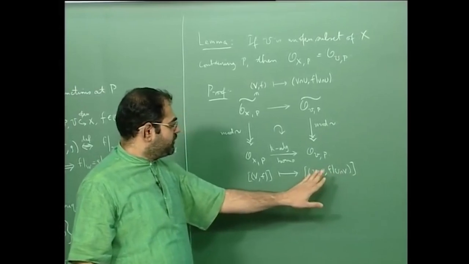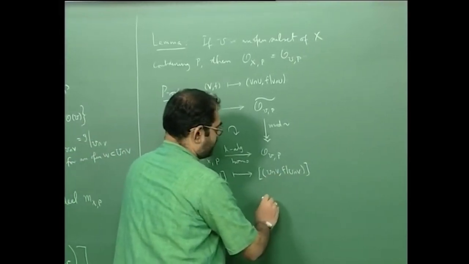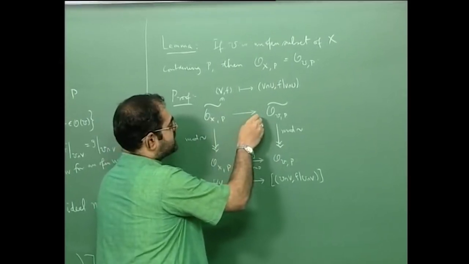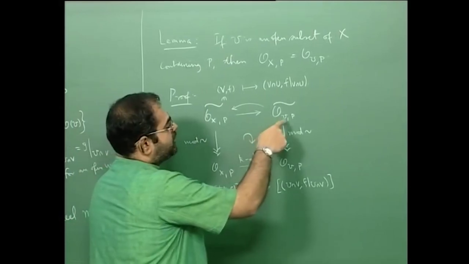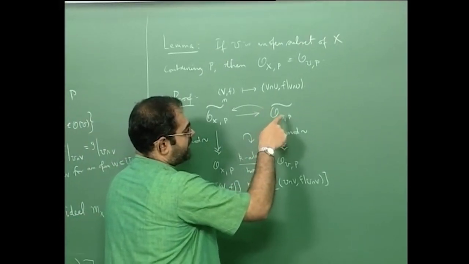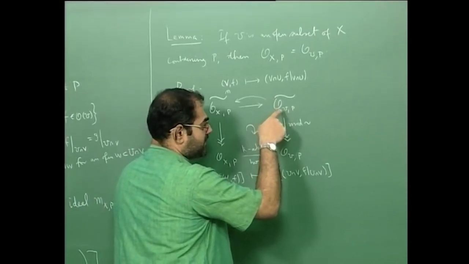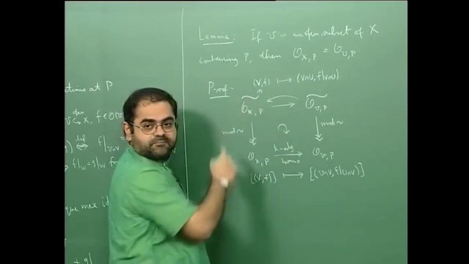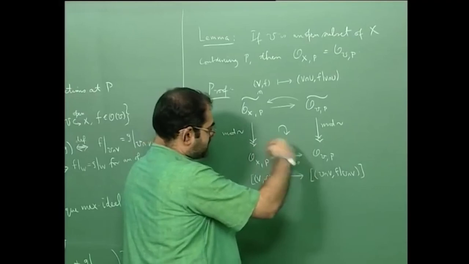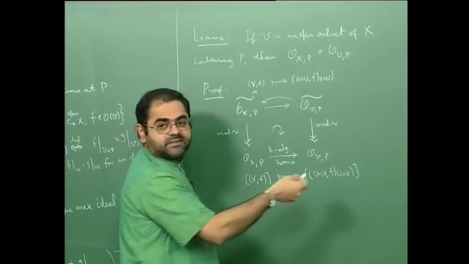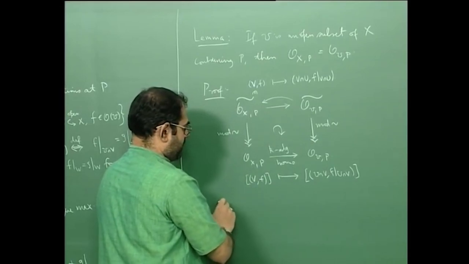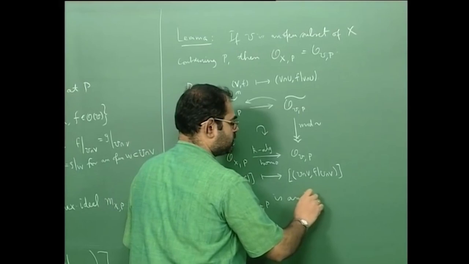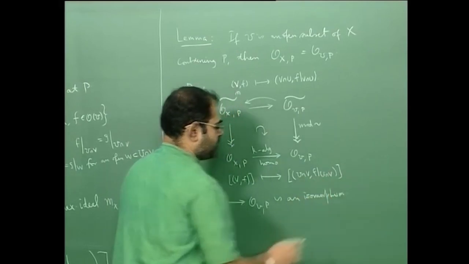And then how will you get surjectivity? If you give me anything here, the beautiful thing is that anything here is also an element here. So actually there is a map in this direction also. Namely, if you give me any regular function defined on an open neighborhood inside U of P, that's also an element here. So there is a reverse map, and that is the reason why it's surjective. So the fact is that O_{X,P} to O_{U,P} is an isomorphism.